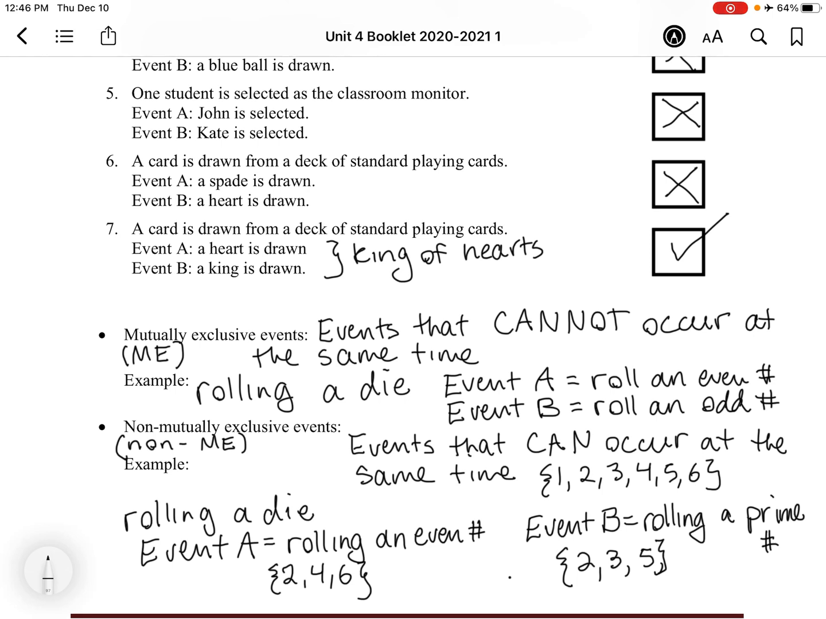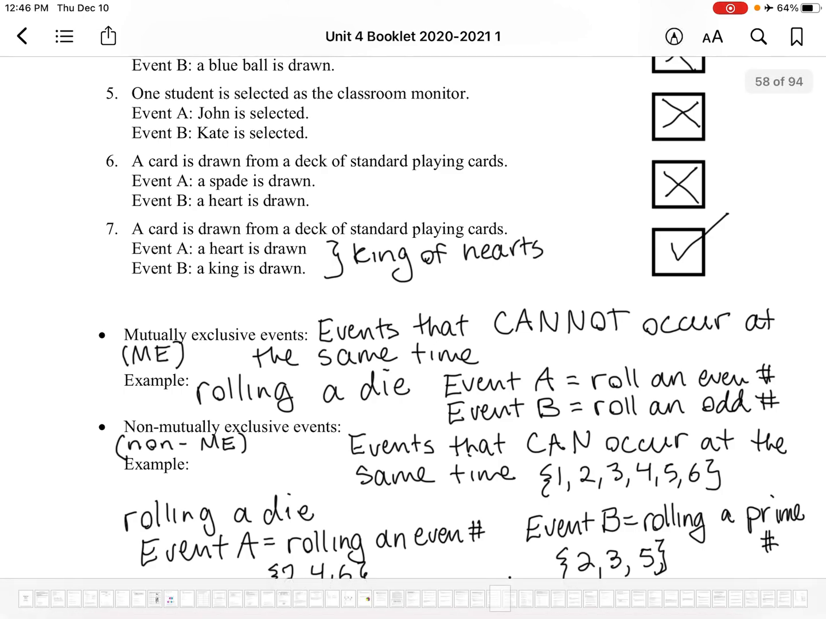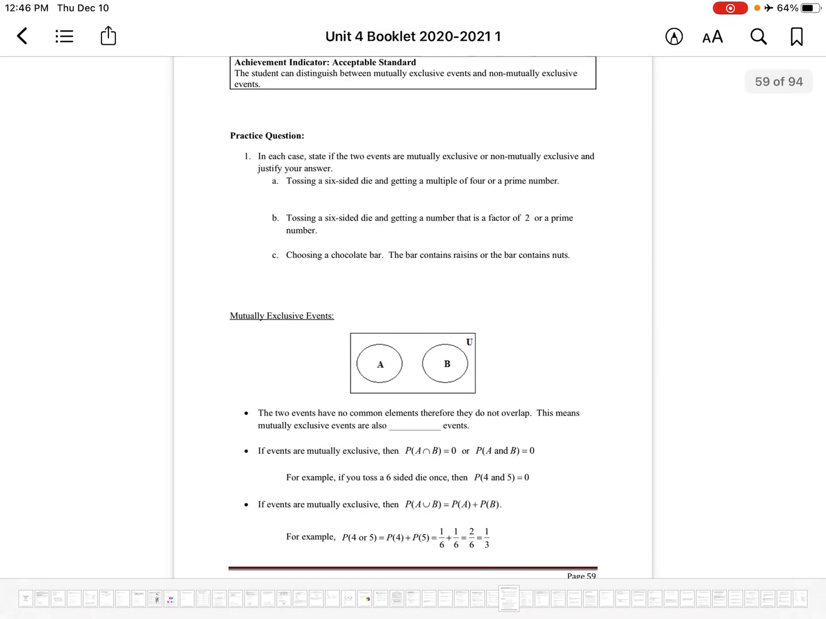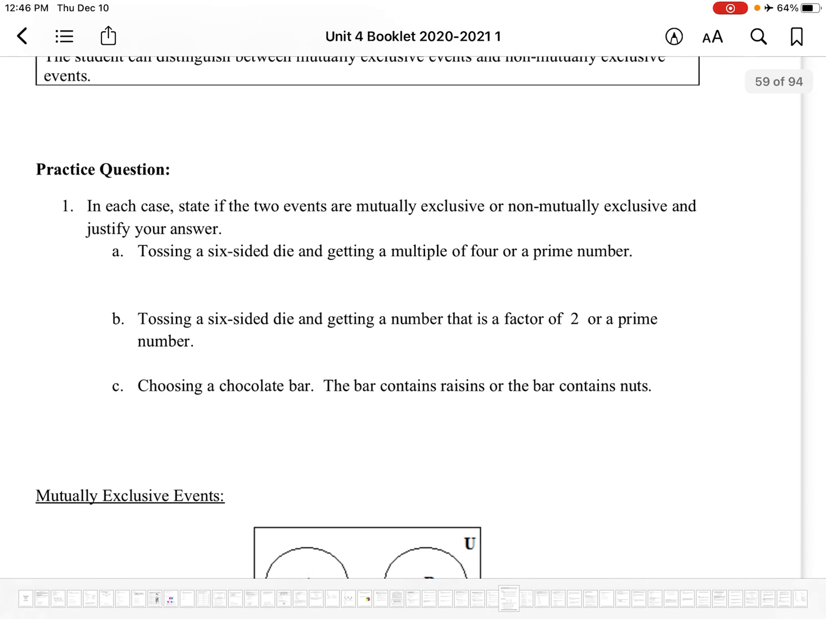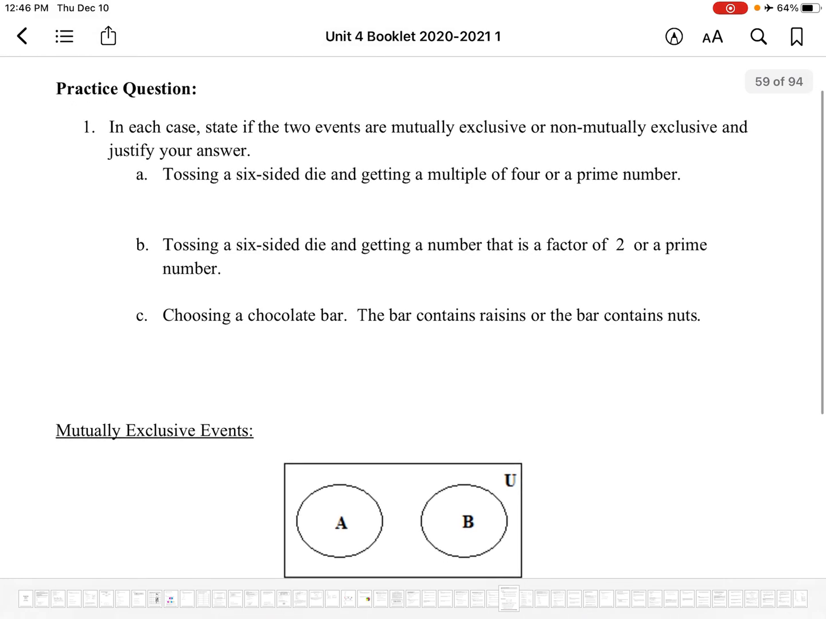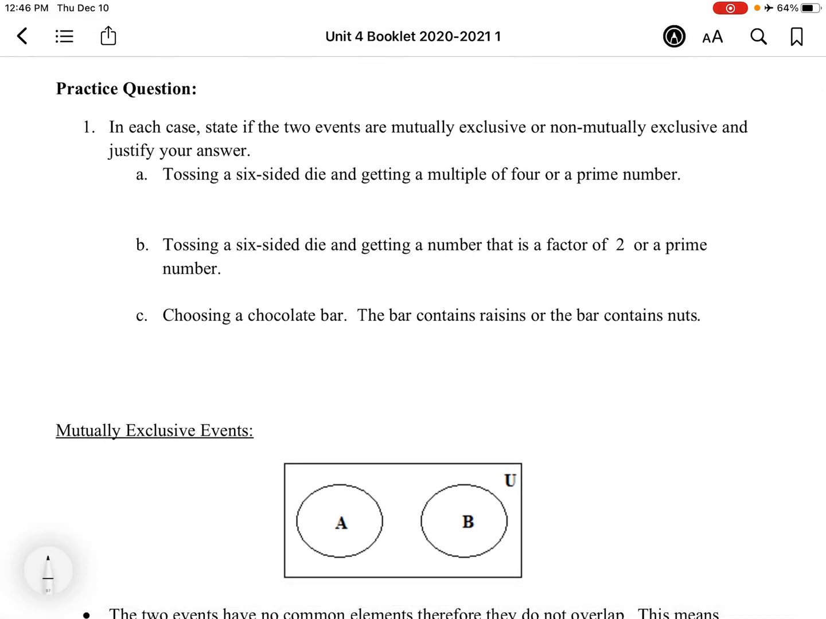Okay? So let's go through a couple of questions together. In each case, state if the 2 events are mutually exclusive or not, and justify your answer. So justifying your answer, by the way, is either showing something in the sample space to say why, or you could provide an example as to why.